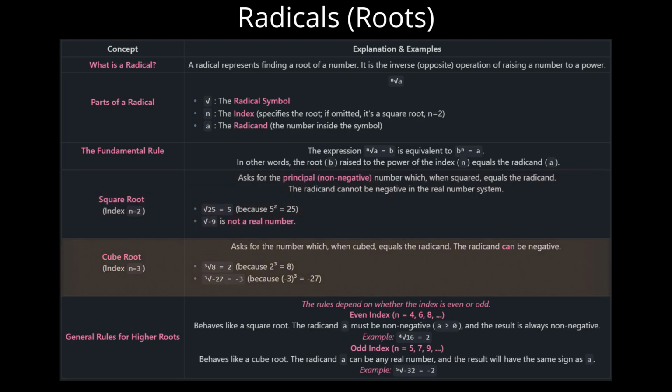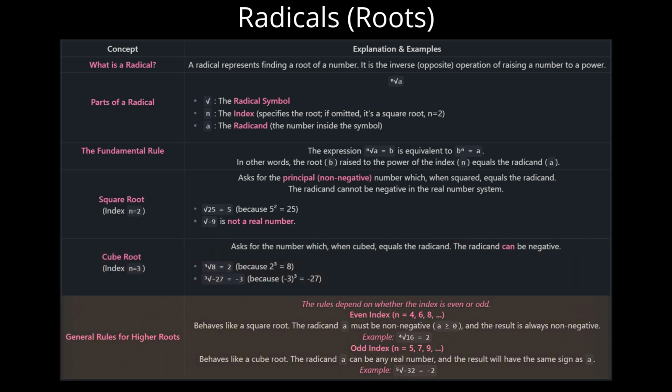Next up is the cube root, where the index is 3. The cube root of 8 is 2. This is because 2 cubed, or 2 to the third power, equals 8. But here's a crucial difference. With a cube root, the number inside can be negative. The cube root of -27 is -3, because -3 cubed gives you -27.